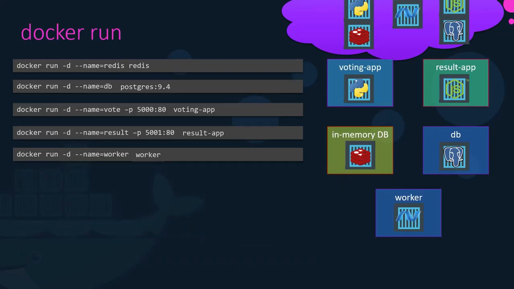So how do we do that? That is where we use links. Link is a command line option which can be used to link two containers together.